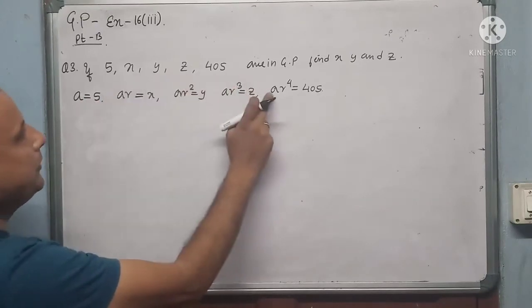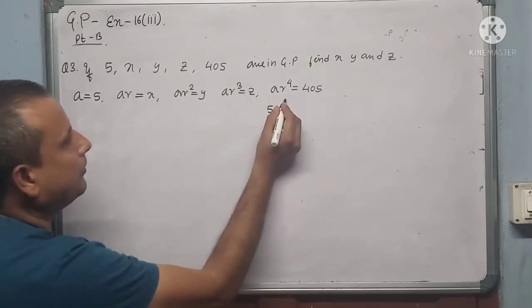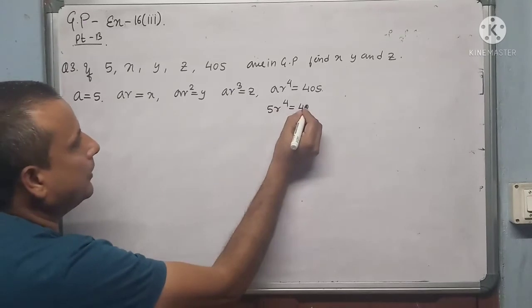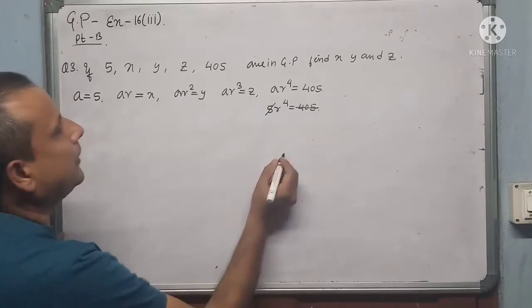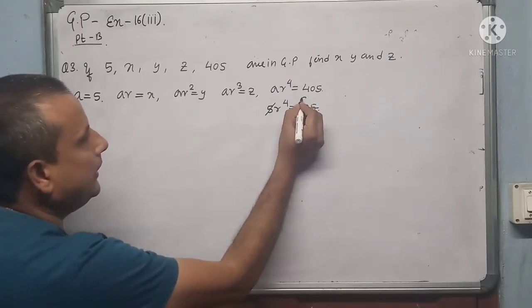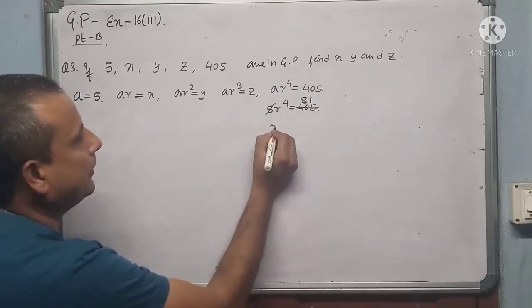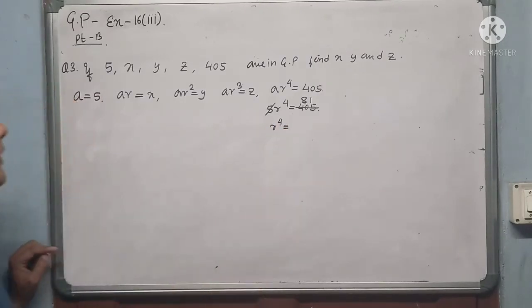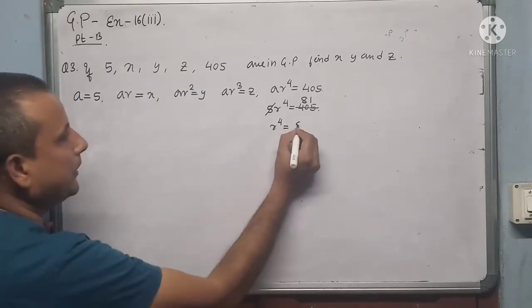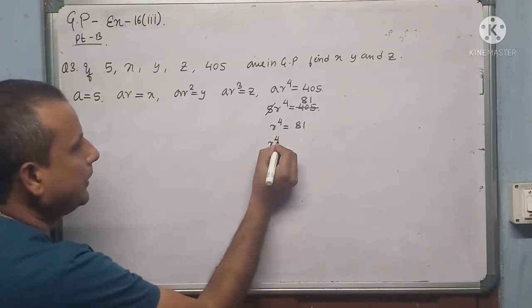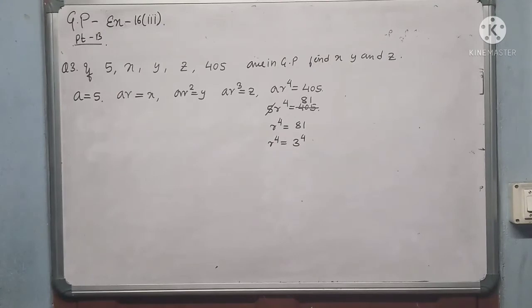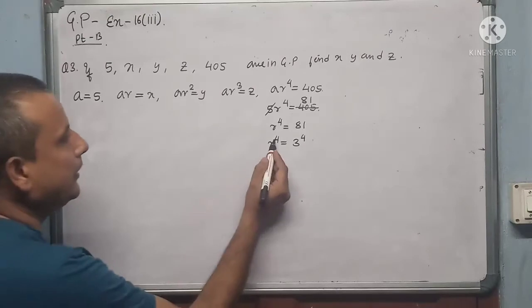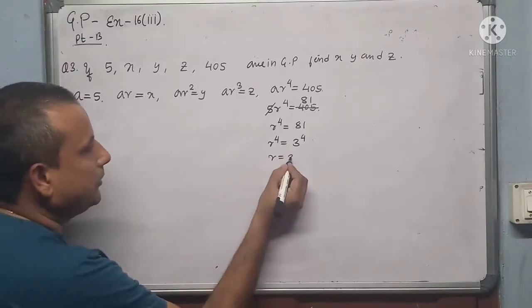Substitute the value of a over here. ar to the power 4 is equal to 405. 5 8s are 40, 5 1s are 5. r to the power 4 equals 81. Now which number to the power 4 is 81? 3 to the power 4 is 81. 3 into 3 is 9, 9 into 3 is 27, 27 into 3 is 81. So r equals 3.